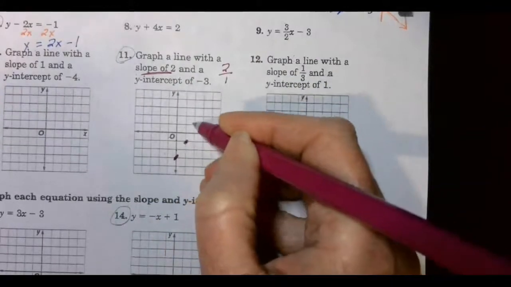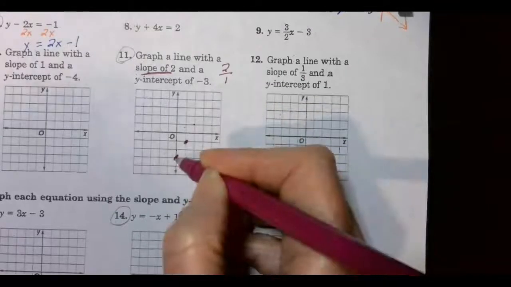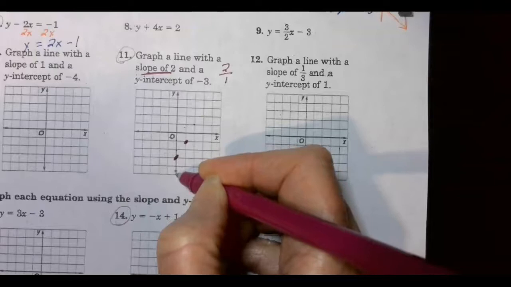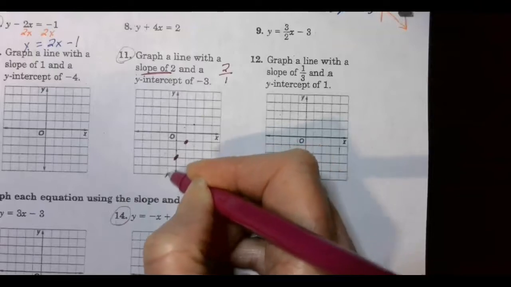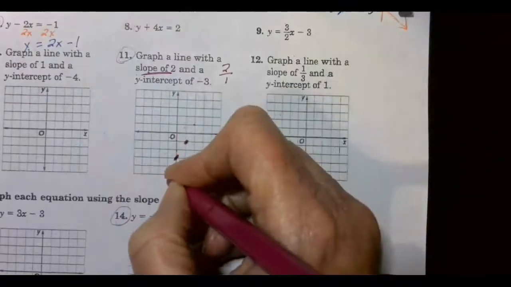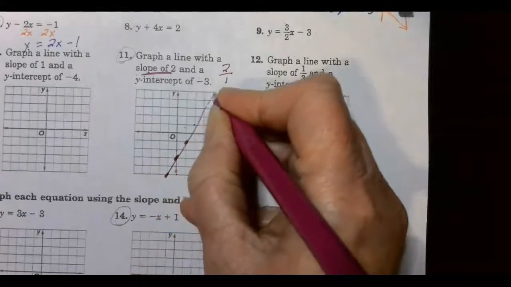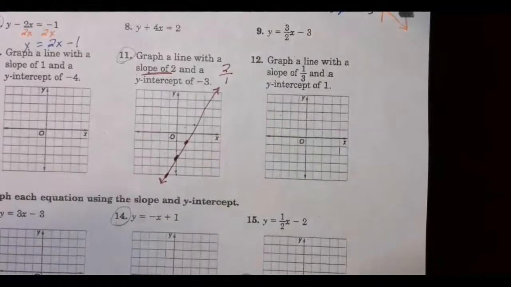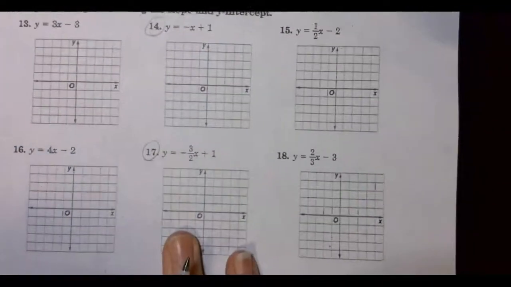Now, you can go up 2 and over 1 again, or I like to do the opposite, go back to my y-intercept. Before I went up 2, now I'm going to go down 2. Before I went to the right, now I'm going to go to the left. And of course, we always want to extend that line all the way to the end of our grid, and there's our graph. Okay? Let's look at number 14.